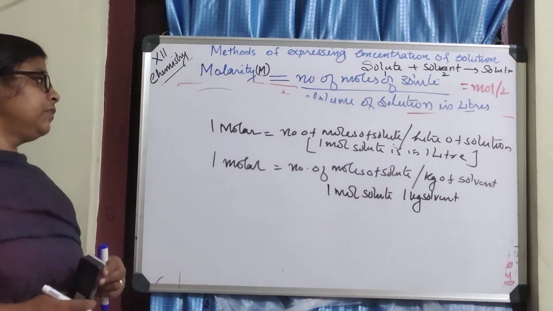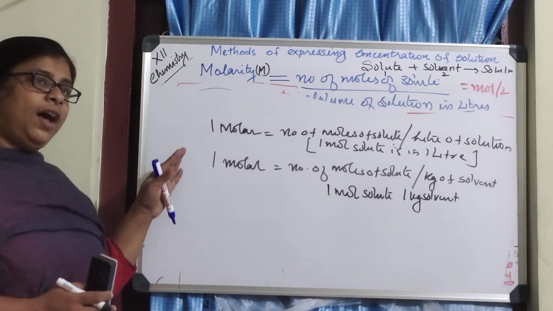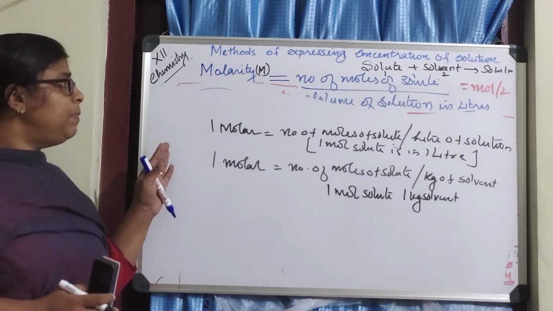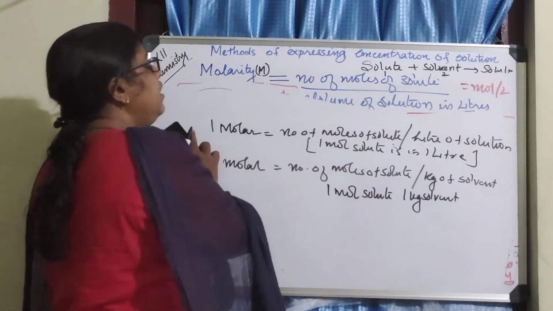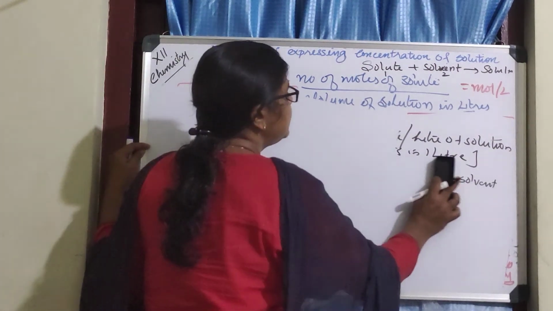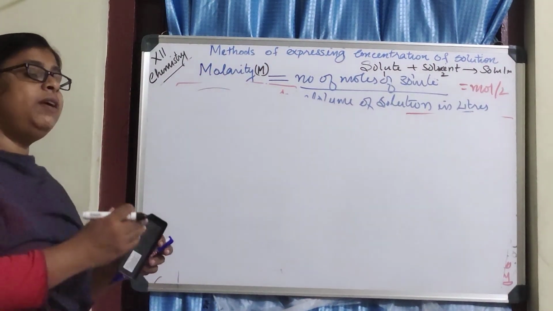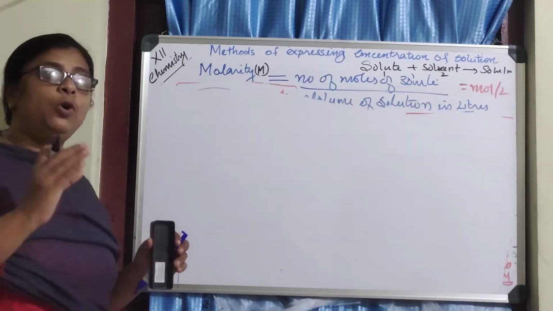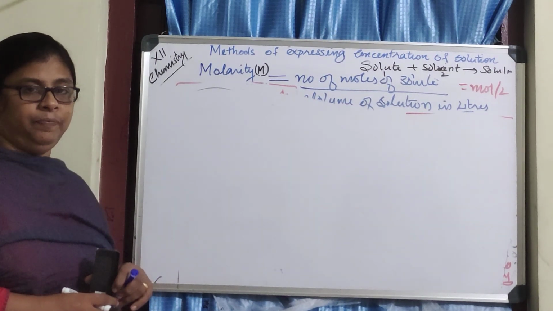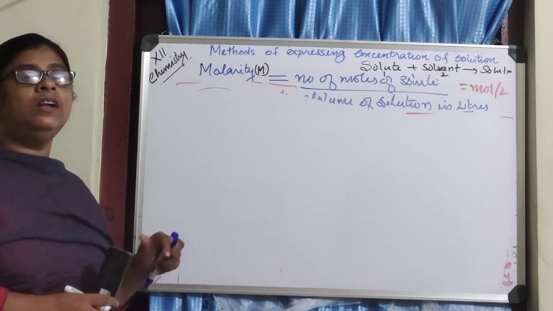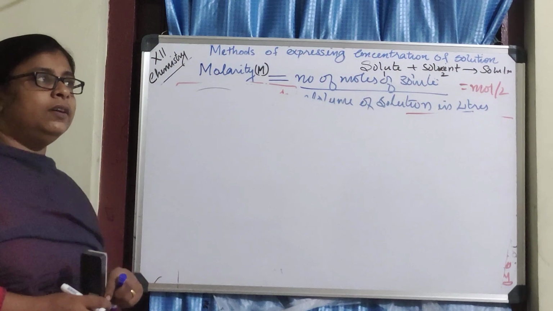Now, so we can see that molality and molarity are two methods of expressing concentration of the solution, and in this session we have discussed about the molarity of the solution. Molarity means number of moles of the solute per liter of the solution. Thank you.